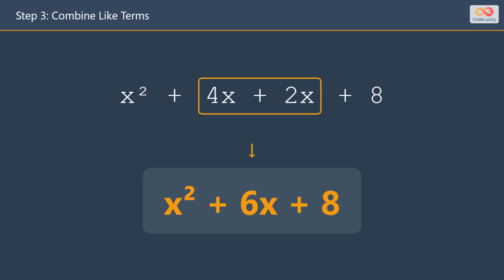Step 3 is to clean up our answer. Look for like terms. In the middle, we have 4x and 2x. Since they are both x terms, we can add them together. 4x plus 2x equals 6x, so our final simplified answer is x squared plus 6x plus 8.